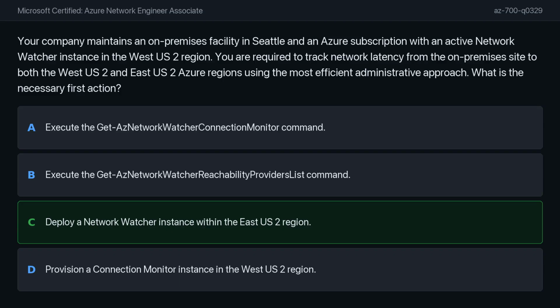Options A and B are incorrect because they are PowerShell cmdlets for retrieving data from existing resources and are not relevant for initial infrastructure configuration. Option D is incorrect because provisioning a Connection Monitor instance is an action to perform only after the monitoring infrastructure has been properly set up in both target regions.